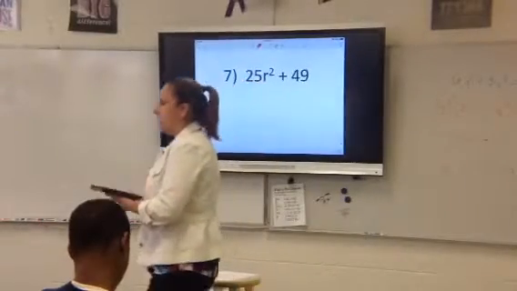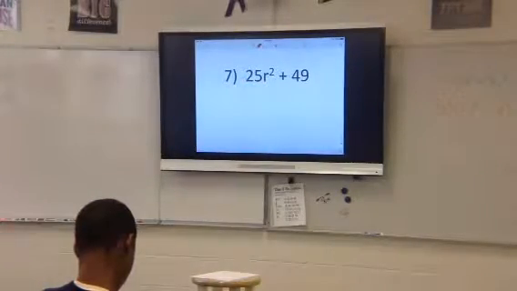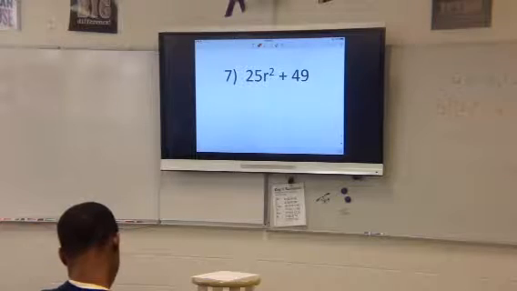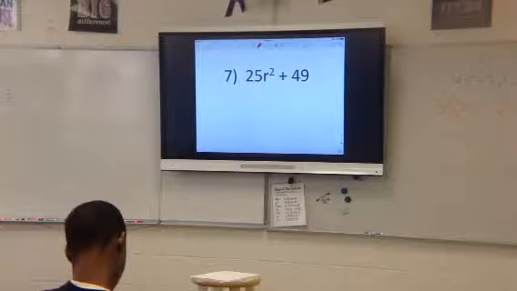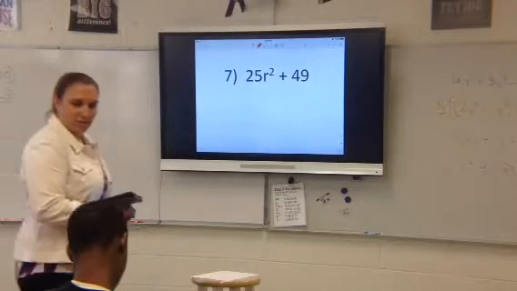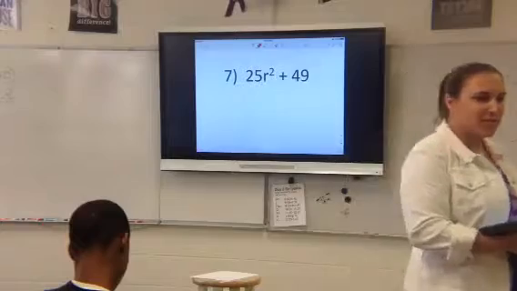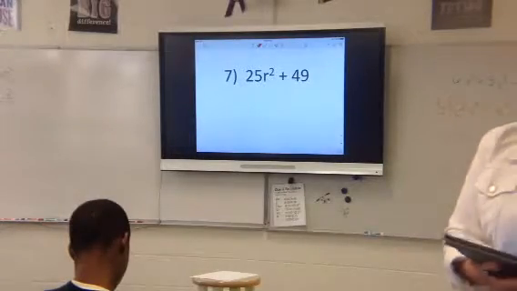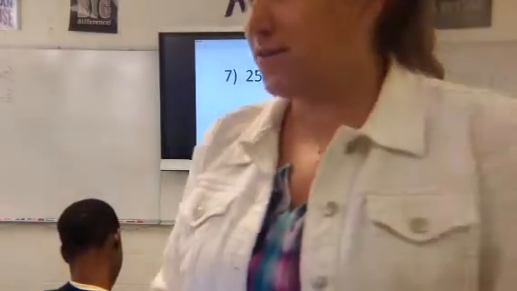Number 7. Take a second, write down what you think your answer is on number 7. Oh, I see a whole lot of wrong answers. If you were putting 5r plus 7 and 5r minus 7, no, no, no, no, no.